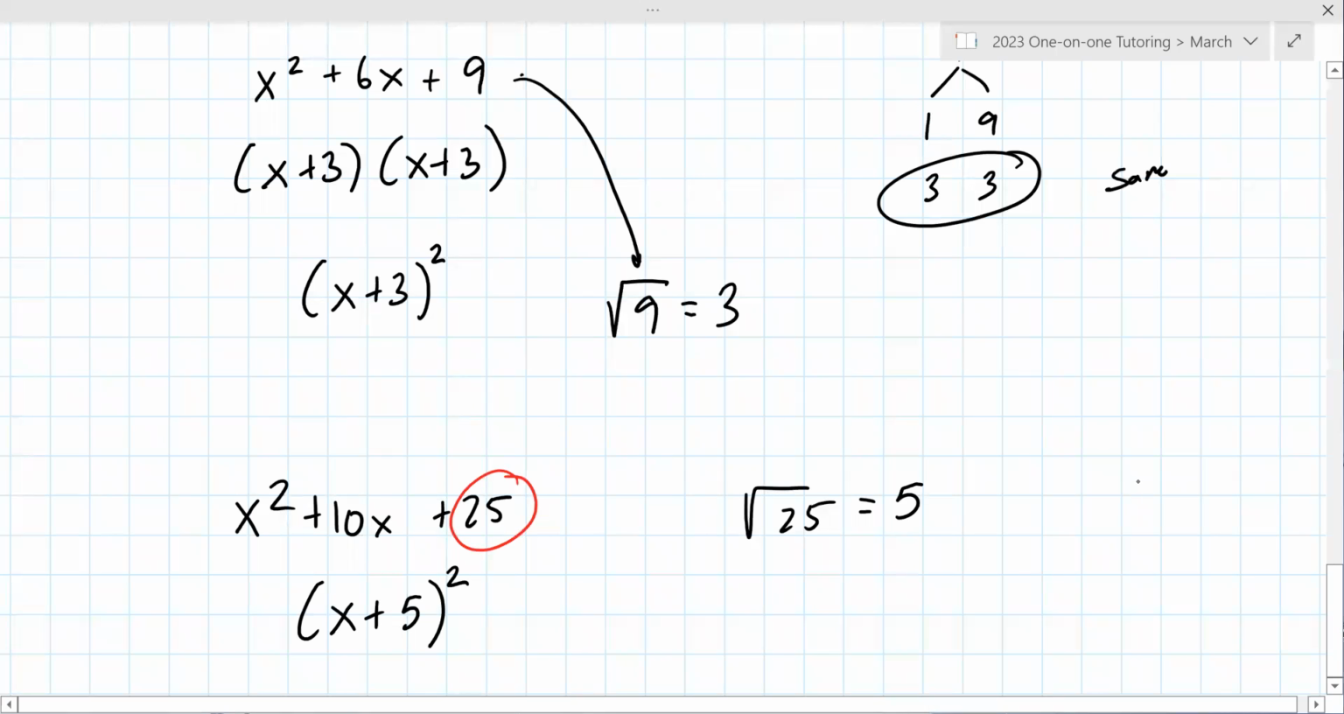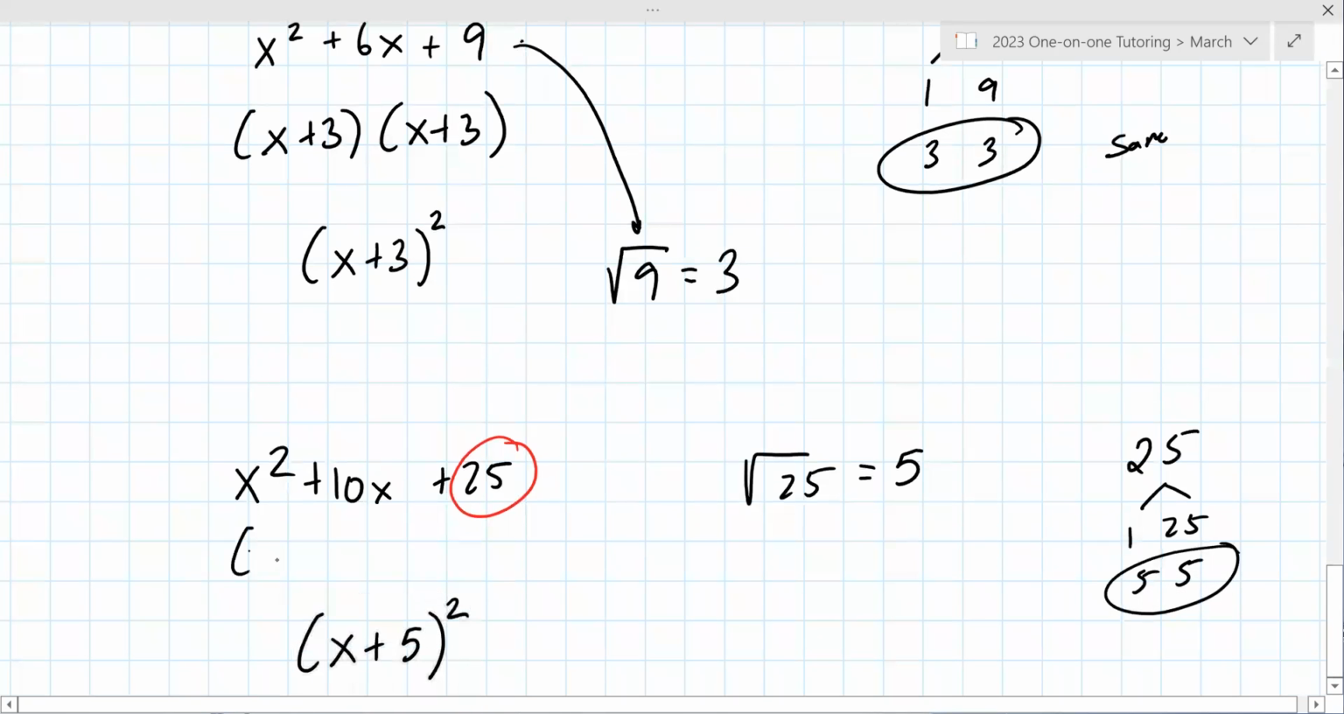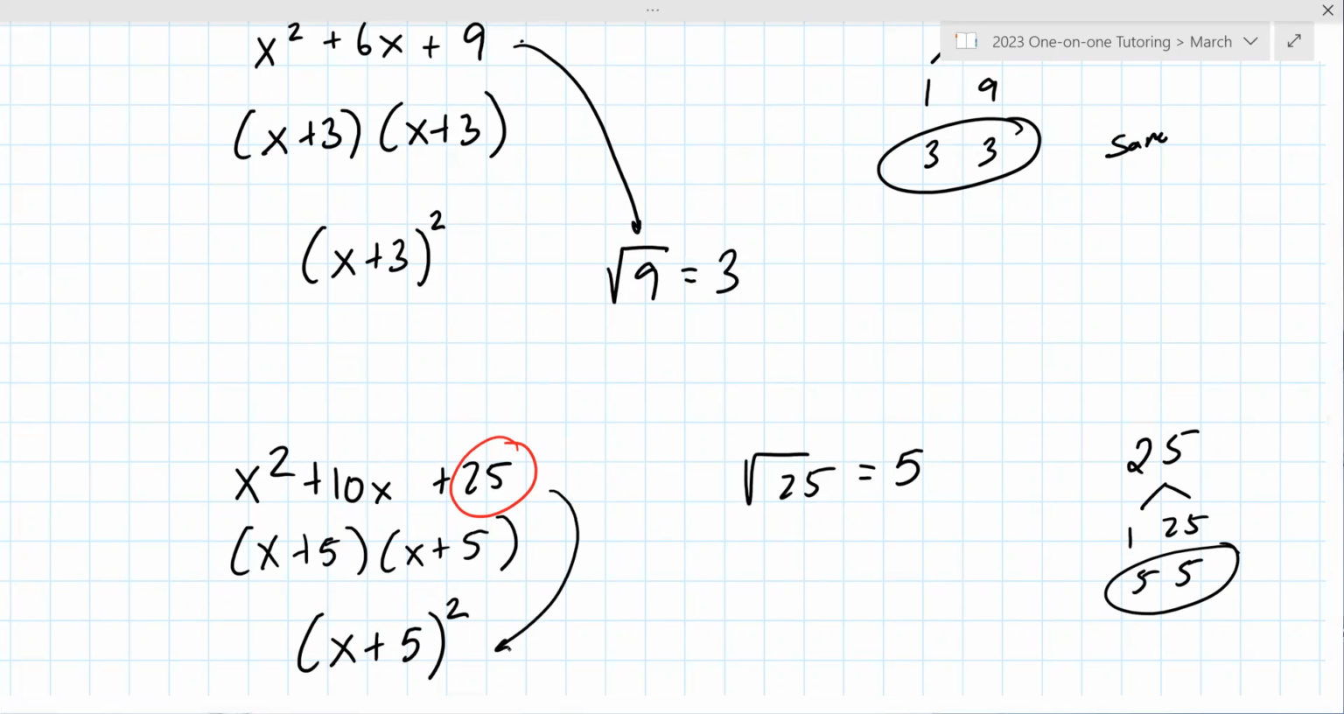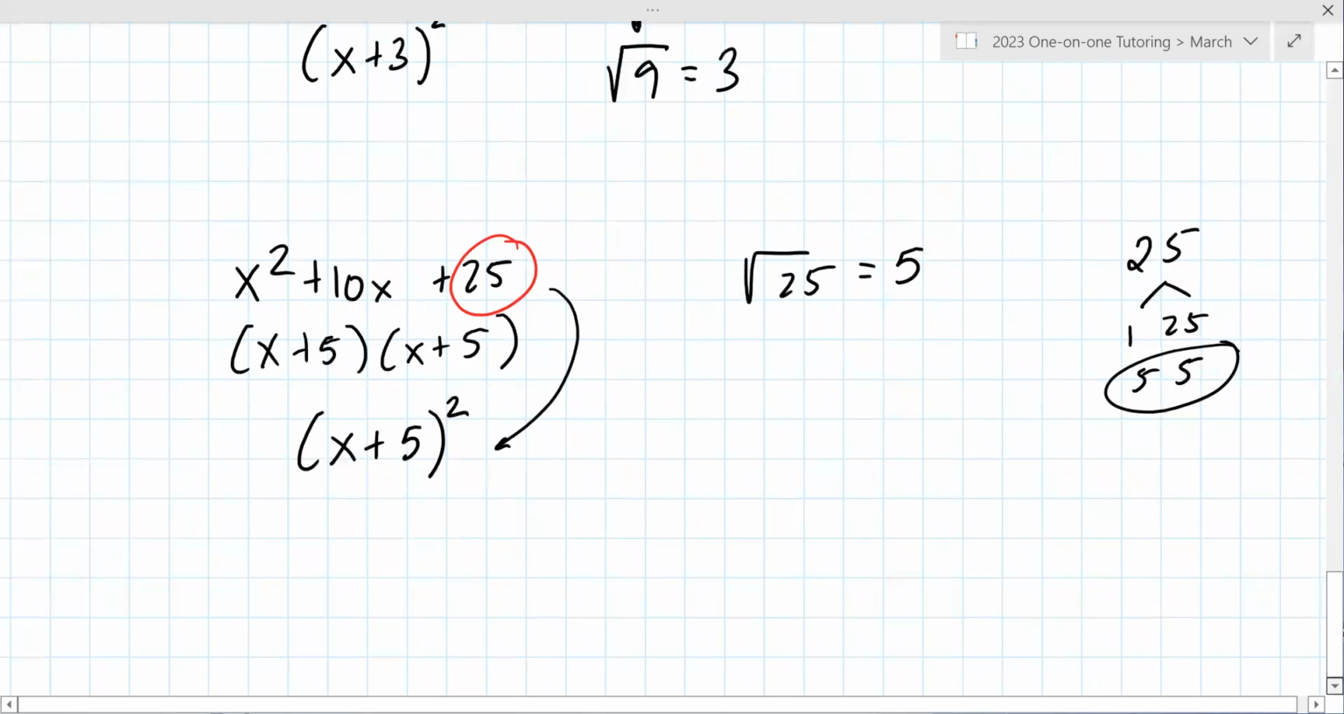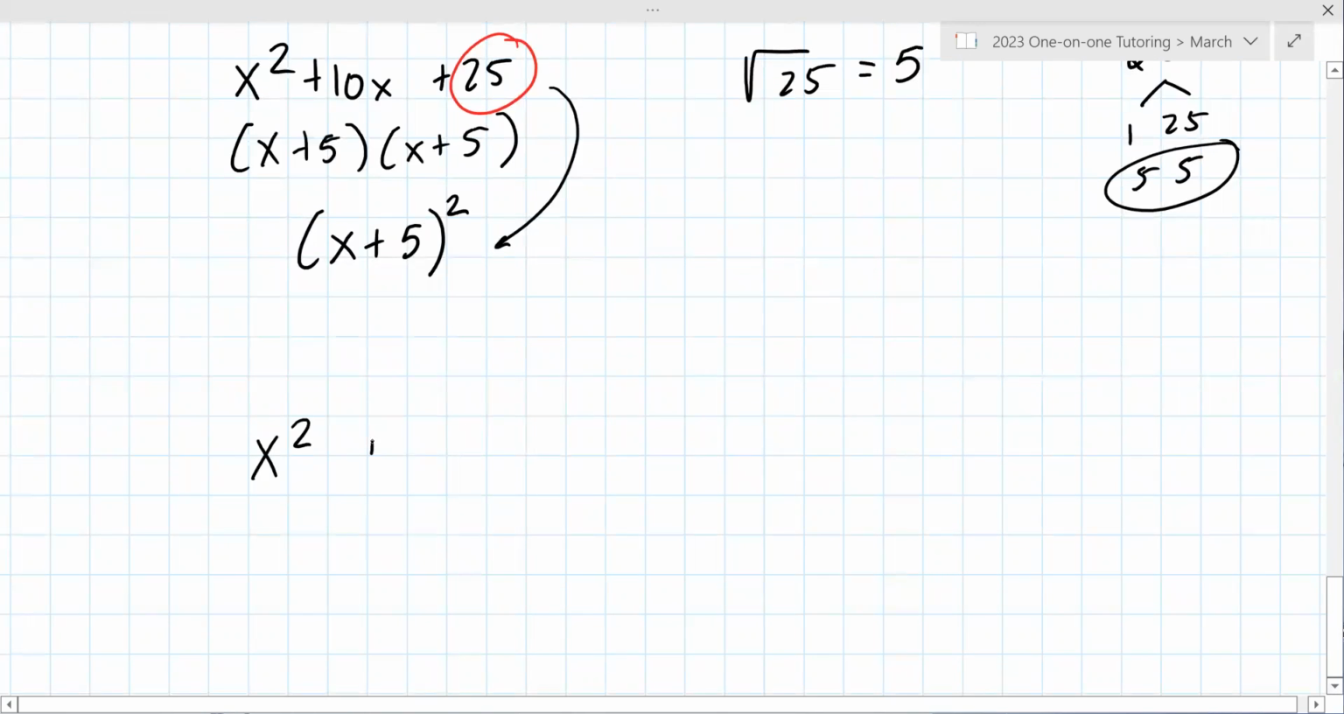So like you could come off to the side and be like, okay, 25, it's 1 and 25, 5 and 5. Oh yeah, it's 5 and 5 because that makes 10. And you could write, okay, x plus 5, x plus 5. But this is sort of a shortcut to get there. Okay, that makes sense. All right, so let's have you try one here. Let's say it's x squared plus 8x plus 16. Can you tell me what this factors to?